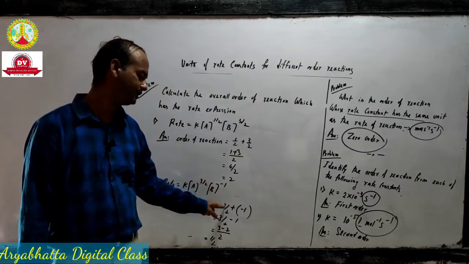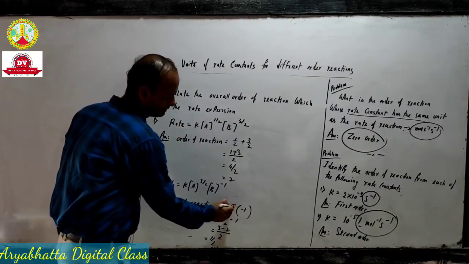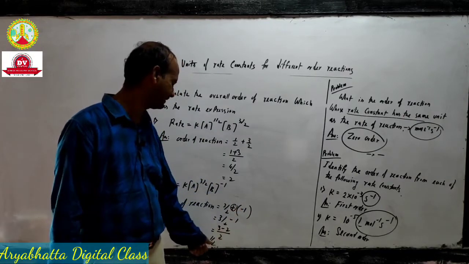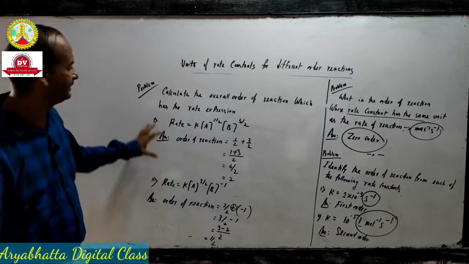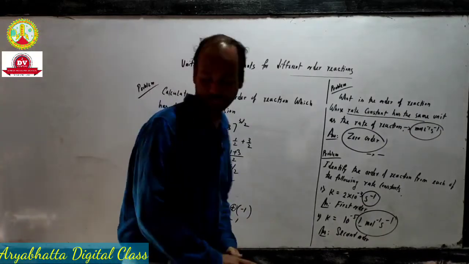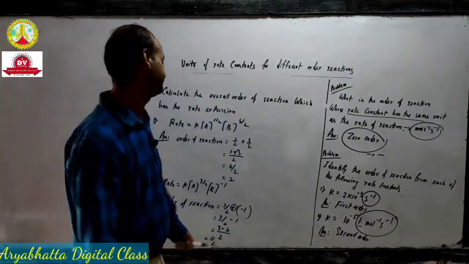This 3/2 is this one. Order means what? Sum of the powers. Sum both of them, and after that if there is a minus, write it in brackets. After taking LCM you will get this one. Okay? In this way you can calculate the order of reaction. Do you understand? Now look.